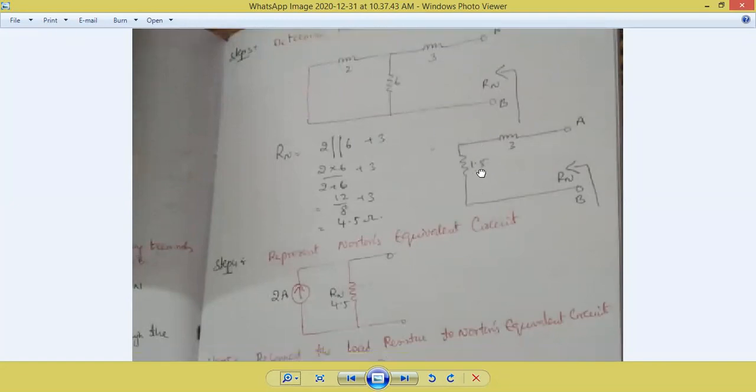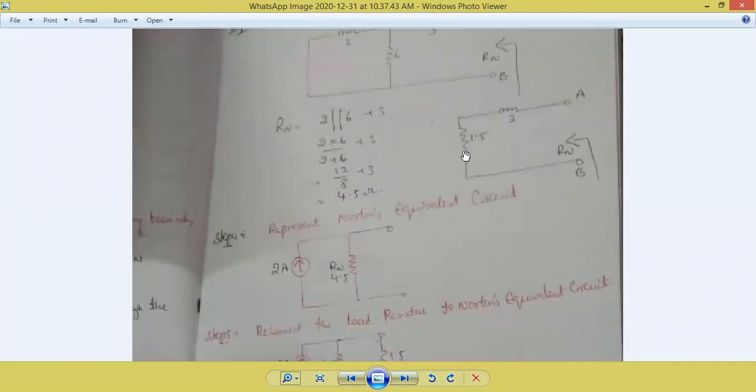Now, all students concentrate and tell me how to tell whether these two are connected in series or parallel. Assume first the current is flowing from A. That current starts from A, flows to 3 and flows through 1.5. Is the current dividing or not dividing? If the current is not dividing, both resistors are in series. If the current is dividing, they are in parallel.